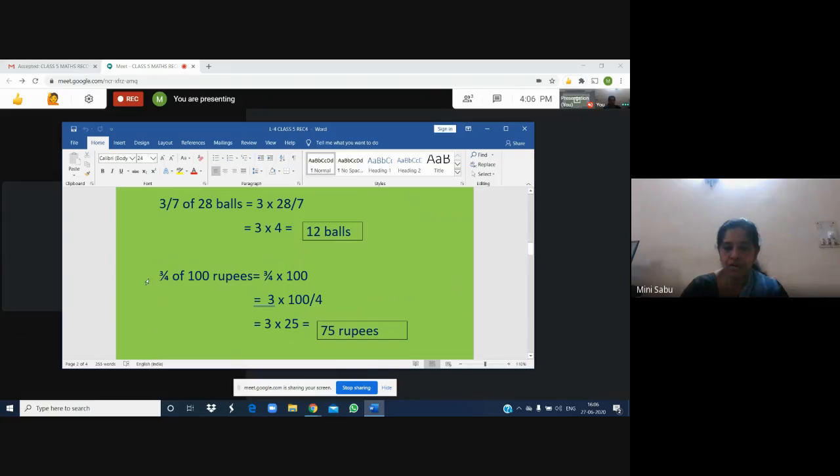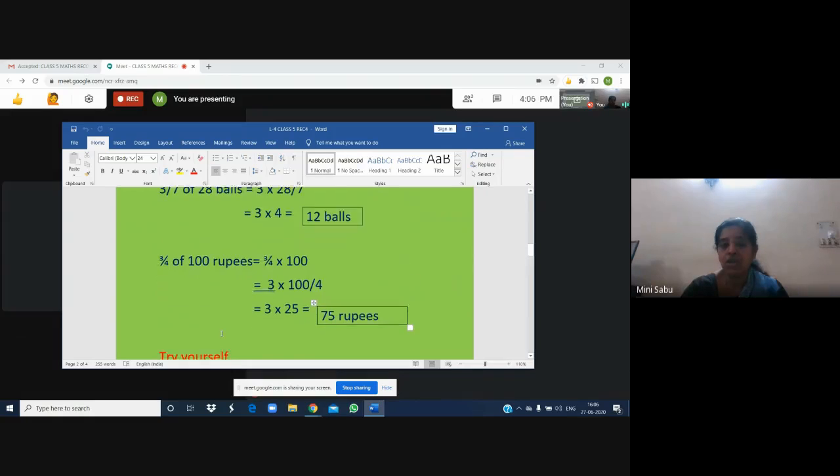Good. Now we are going to do this question. 3 by 4 of 100 rupees. What will you do first? 100 divided by 4. What is the answer? 100 is a very familiar number, so everybody knows. When you divide 100 into 4 equal parts, one part will be 25. You got the answer. And that answer you will multiply by this numerator. What is the numerator here? 3. 25 into 3. 25 3s are 75. And give the unit. 75 rupees.